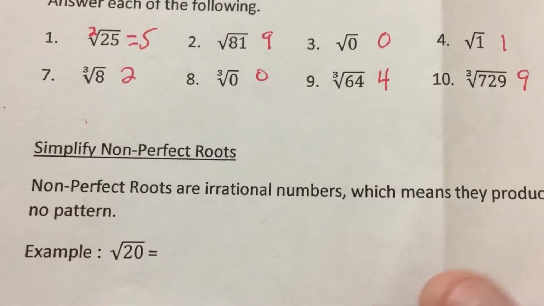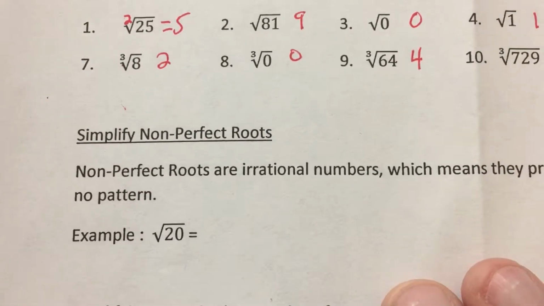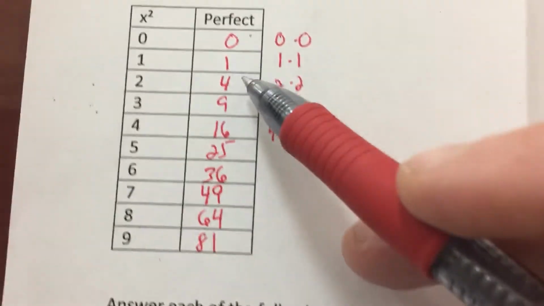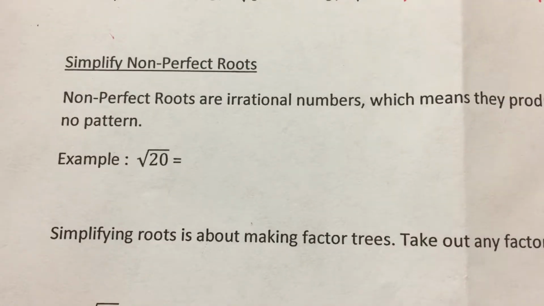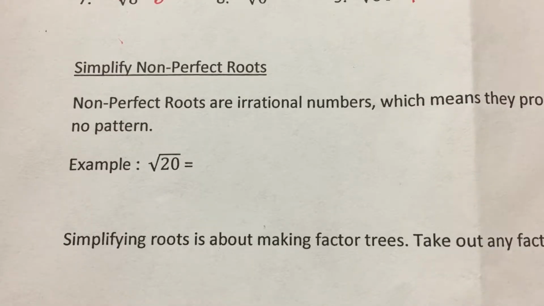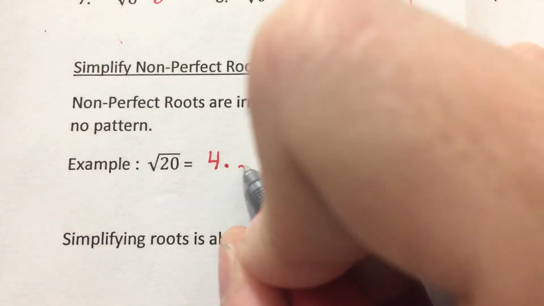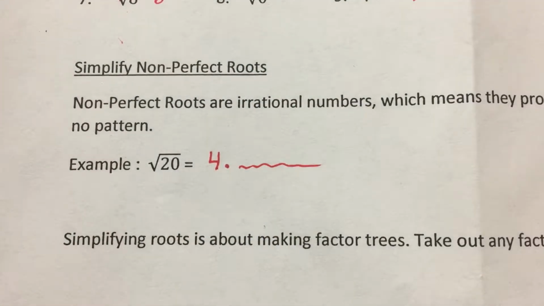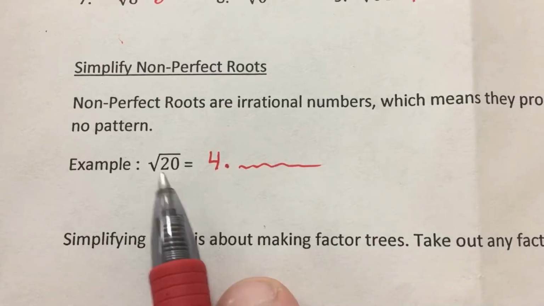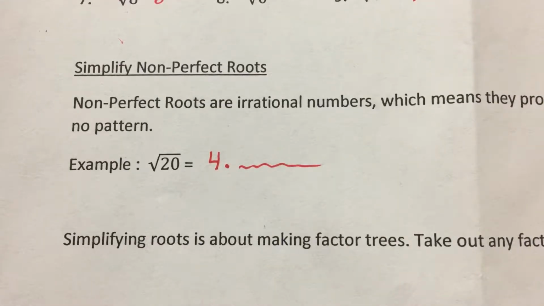But most square roots and cube roots and roots in general are not perfect, right? There's a lot more numbers that aren't on this list than are. So what do we do when we need to simplify a non-perfect root? For example, the square root of 20, if we were to get a decimal version, is about 4 point something another, right? But we don't want the decimal version. We want the simplified radical version of the square root of 20.